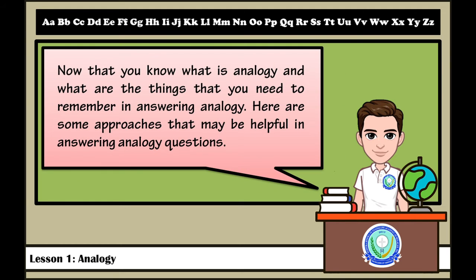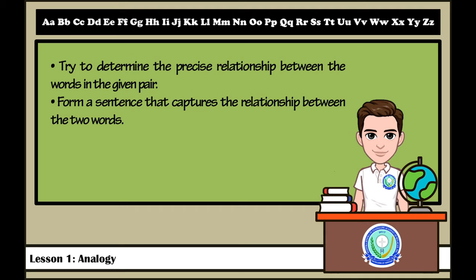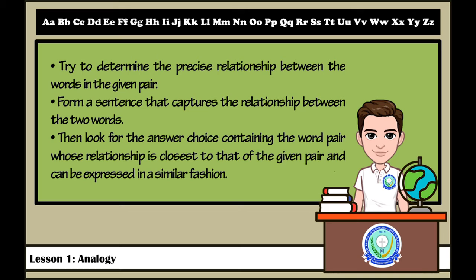Now that you know what analogy is and the things that you need to remember in answering analogy, here are some approaches that may be helpful in answering analogy questions. Try to determine the precise relationship between the words in the given pair. Form a sentence that captures the relationship between the two words. Then look for the answer choice containing the word pair whose relationship is closest to that of the given pair and can be expressed in a similar fashion.